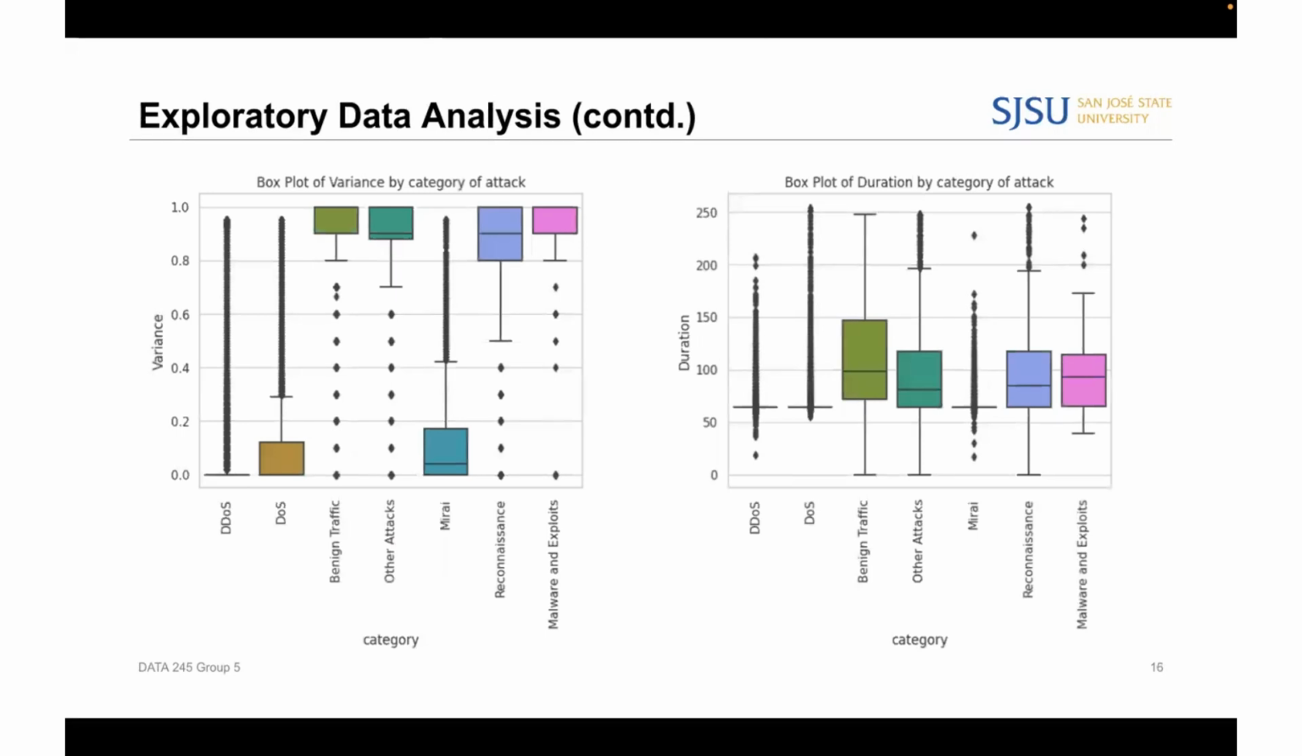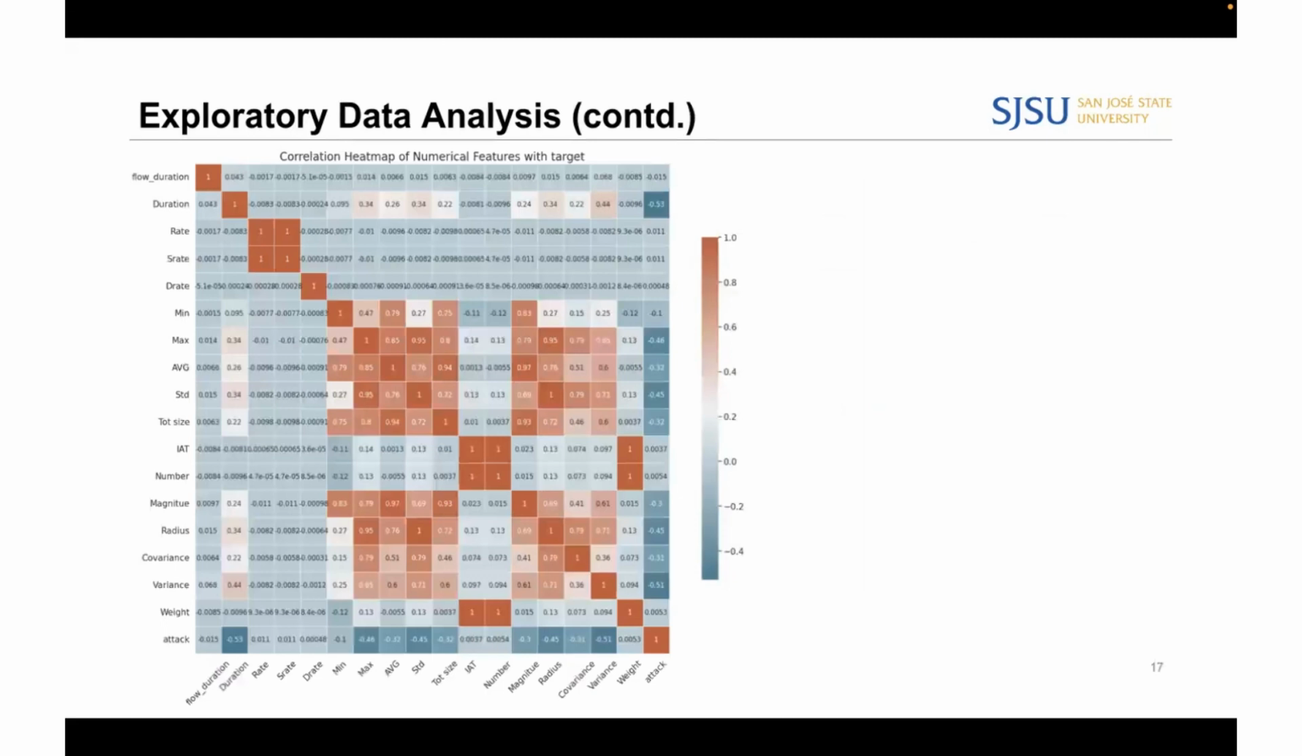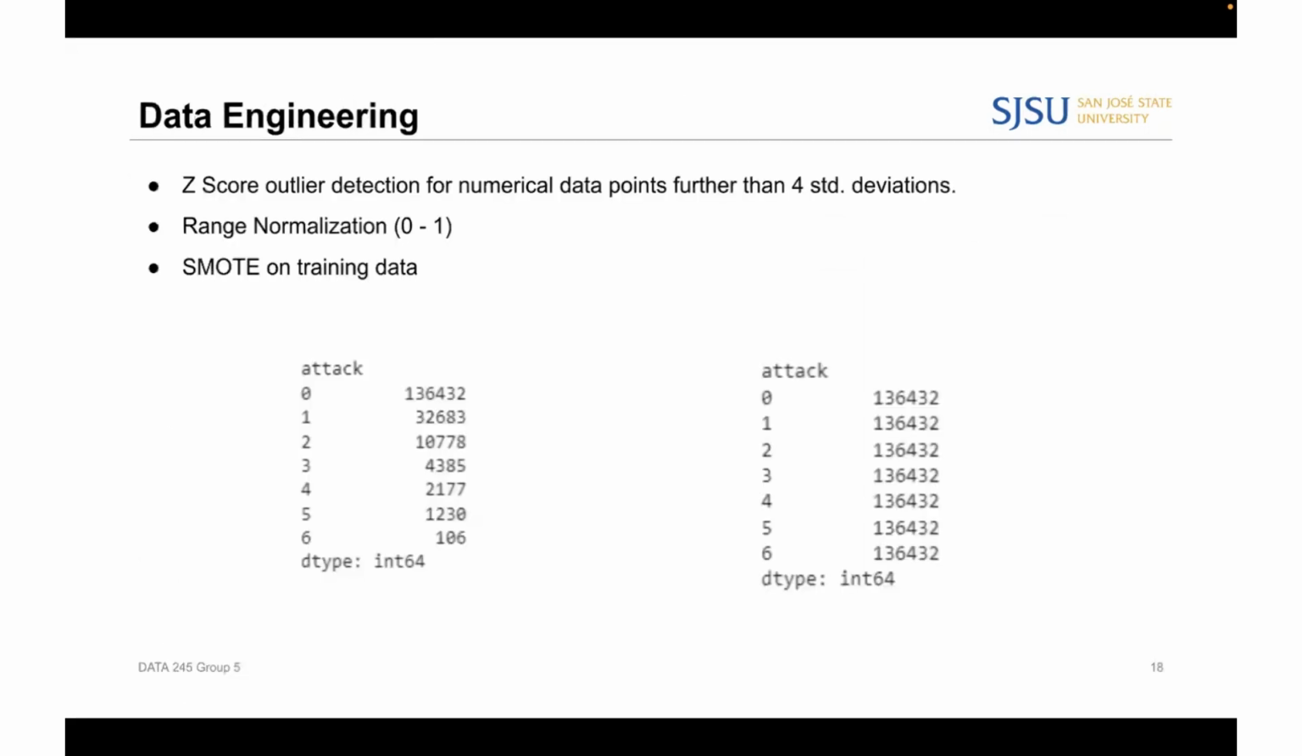This is a box plot of variance by category of attack, and a box plot of duration by category of attack, to understand how data is distributed. And then we plotted the correlation matrix of different numerical features to understand the dependencies between features and see if there is any redundancy, which would be helpful for feature importance. Yes, going to hand over to Sign On.